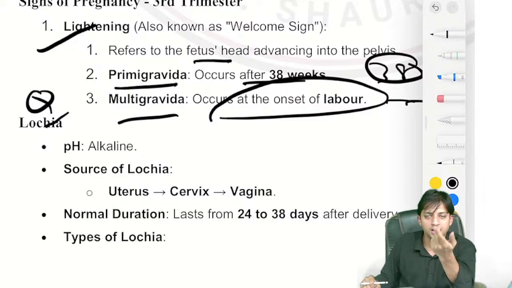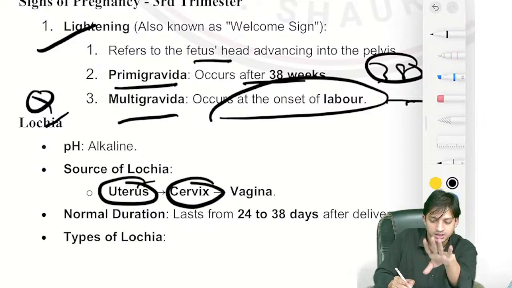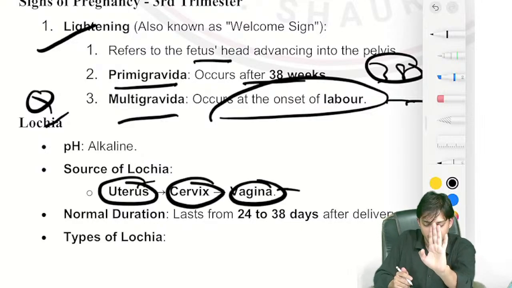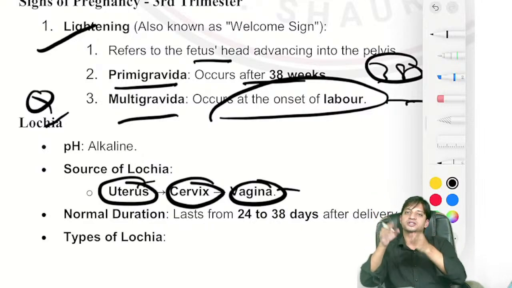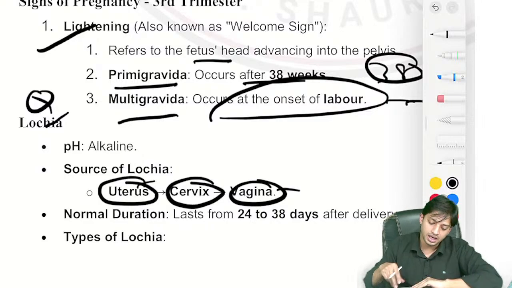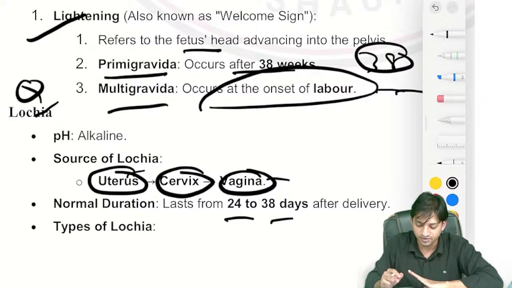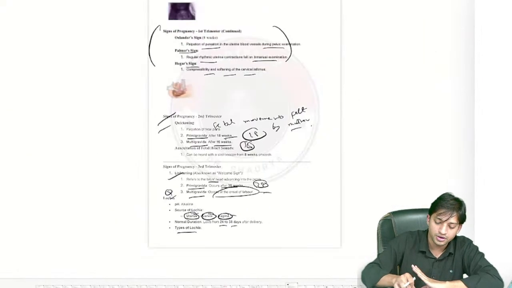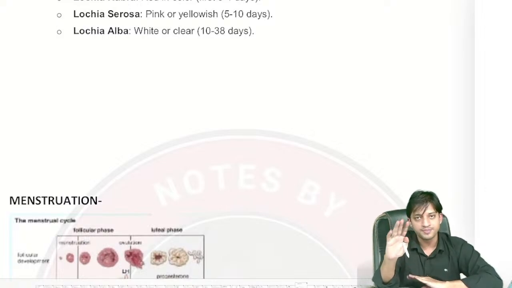Lochia, source of lochia. If they ask you in a question, the best answer will be uterus, cervix, and then vagina. Depending on the flow, that is the flow system also, uterus, cervix, and vagina. Best answer, uterus, then cervix, then vagina. Now, normal duration of lochia 24 to 38 days after delivery. You know that. Types of lochia, 3 types of lochia we have, right? Rubra, serosa, and alba. Simple.